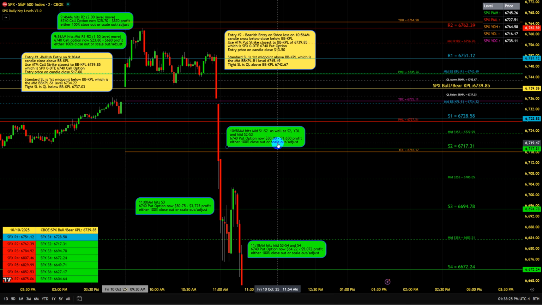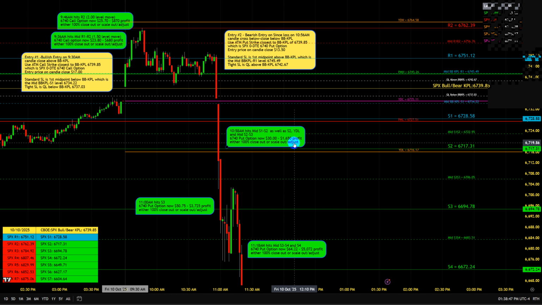Or you're scaling out of 70 to 90%, as we talked about before, if you're doing multiple contracts, such as you have 5 and you sell 4. And you're making the adjustment on the remaining runner that you have. So if you had 5 and you sold 4, then you have 1 remaining runner. If you had 10 and you sold 7, then you have 3 remaining runners. If you had 10 and sold 8, then you have 2 remaining runners.